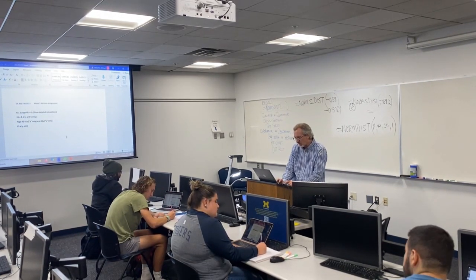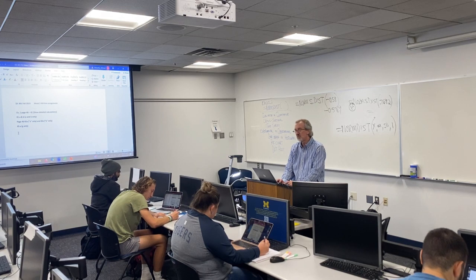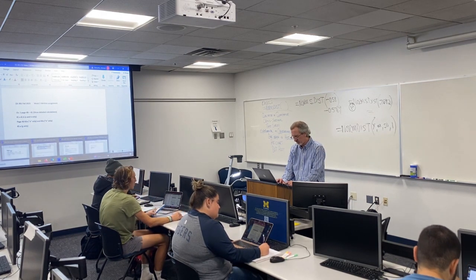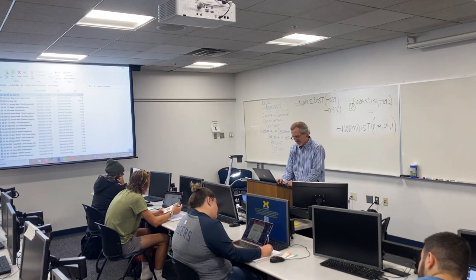What are the problems? Number 1, A and B. Number 2, A only. Number 4, A only. Number 5, A only. So let's look at them. What is it, page 40-41? The picture closed. How did that happen? I'll reopen it.